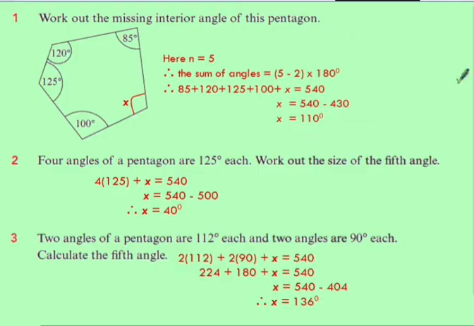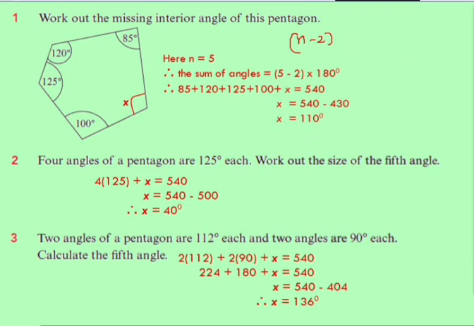Let us do the sums. Work out the missing interior angle. So let the missing interior angle be x. Here n is 5, so just apply the formula n minus 2 into 180. So 5 minus 2 into 180, the sum comes to 180 into 3, so 540. You add all angles and equate to 540. We get x as 110.